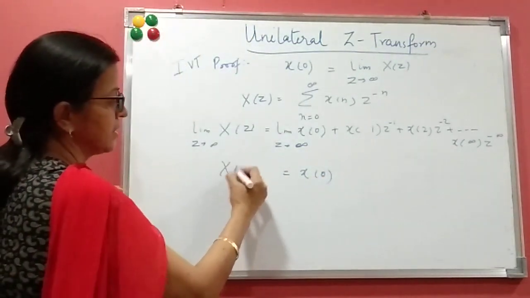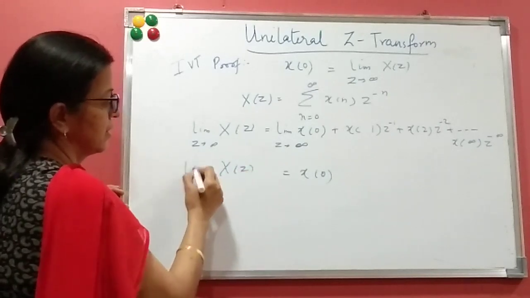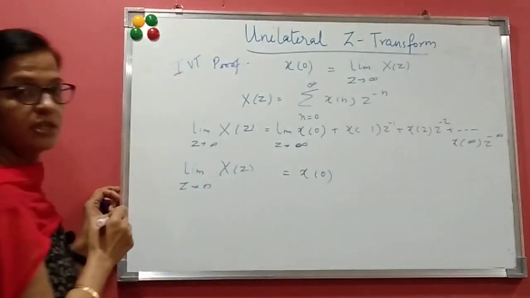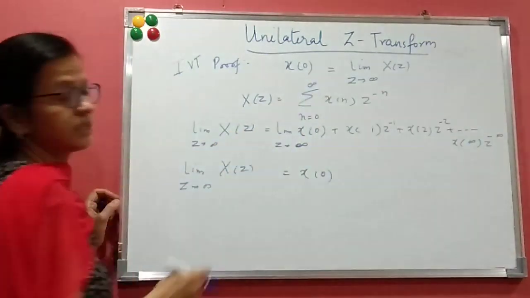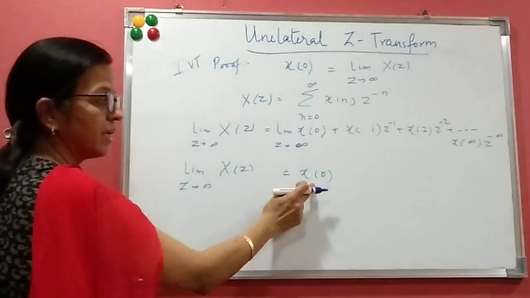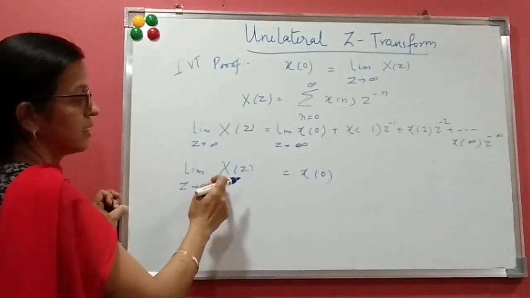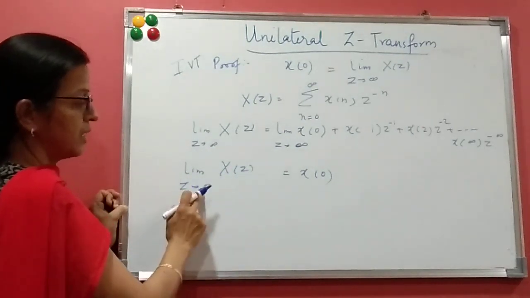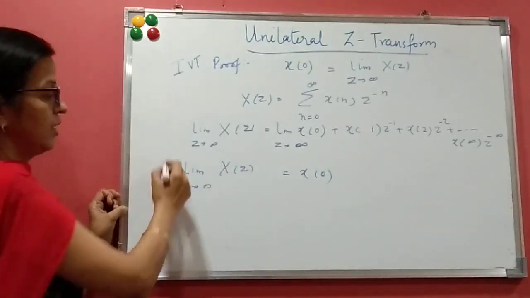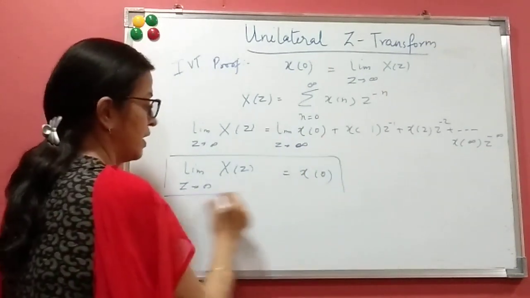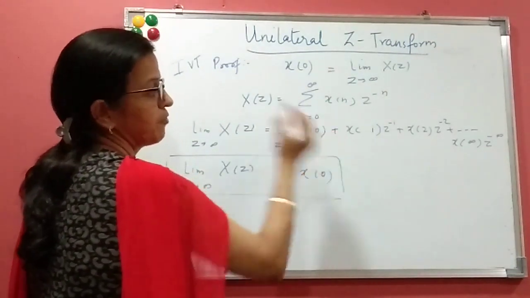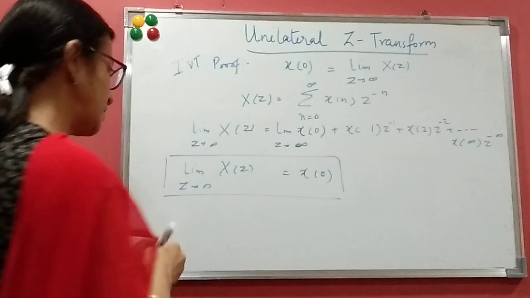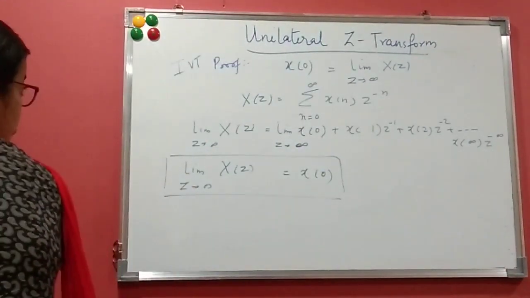And what is on the left hand side is limit z tends to infinity x of z. So what this theorem says is that we can find the initial value of the signal from the Z transform by just putting the value of z as infinity. This is the initial value theorem, and we have proved it in just one line from the formula of Z transform. Similarly, we have to prove the final value theorem.